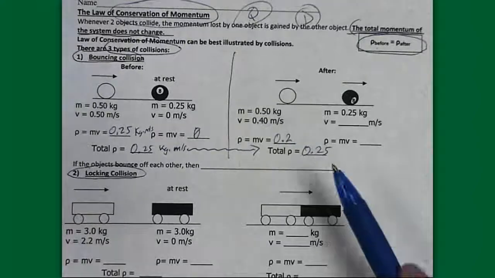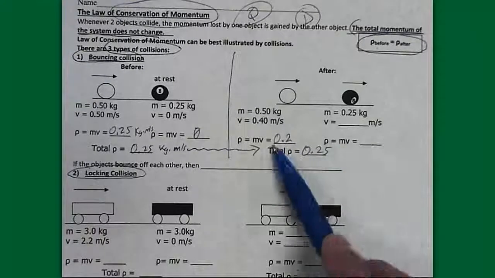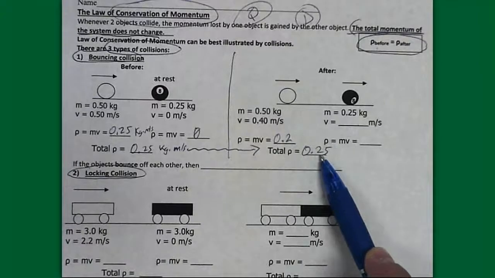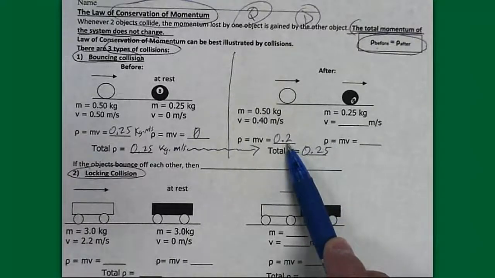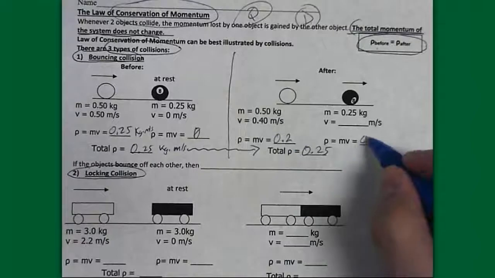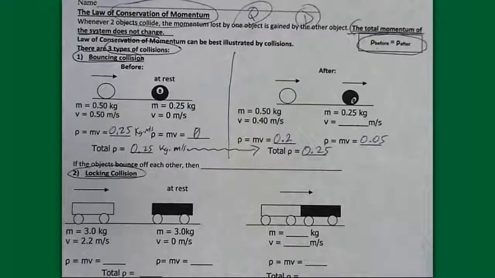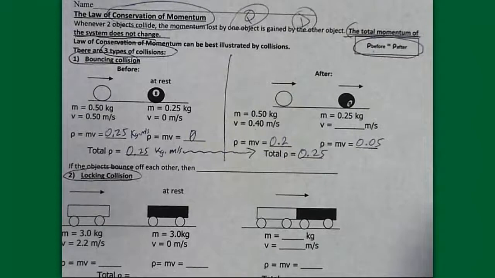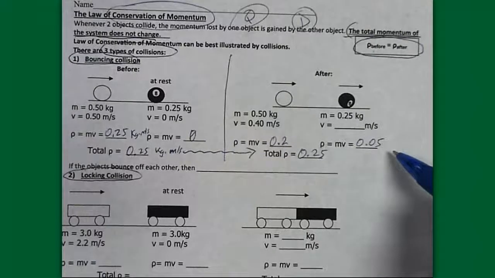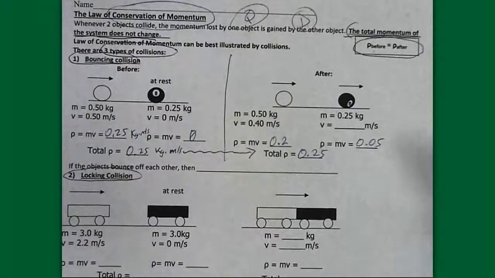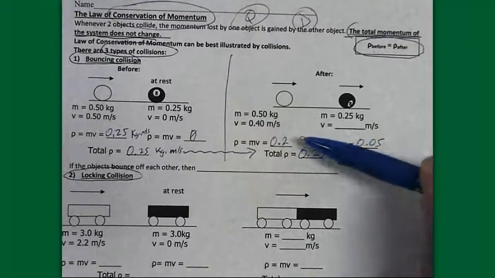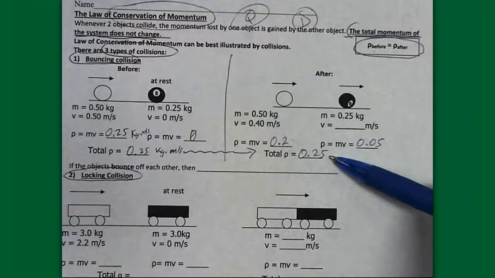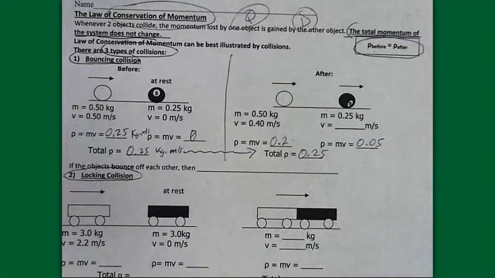And now we can reason that if the total momentum of these two added together is 0.25, and we know the momentum of the cue ball is 0.2, that means there's only 0.05 kilogram meters per second left for the momentum of the 8 ball. This may not be an entirely realistic situation, but let's just imagine that this is what happens. The momentum of the 8 ball has to be 0.05, because 0.05 plus 0.2 equals 0.25, and that's what these two have to add to.